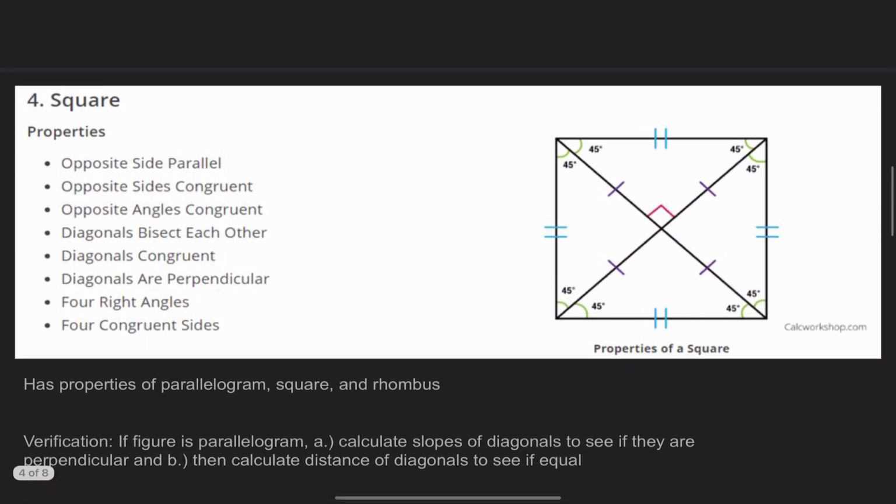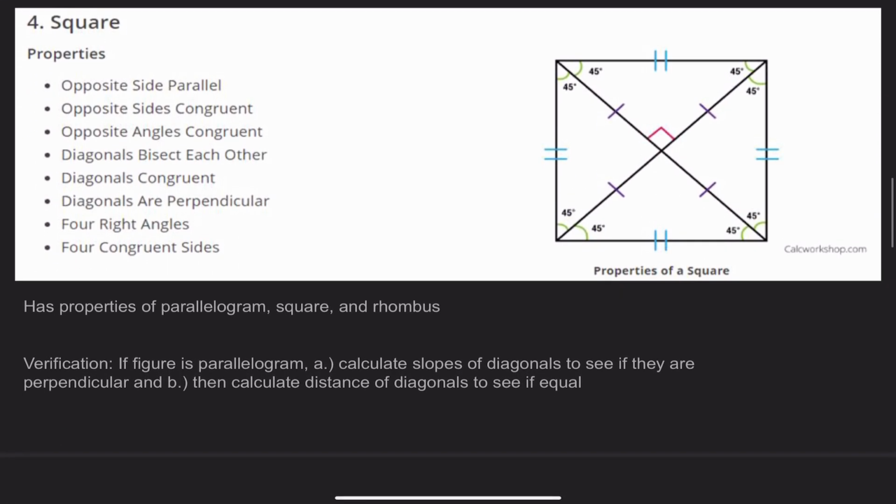Now, I'm going to move on to a square. This is the last special type of parallelogram. One more time. A square is a special type of parallelogram. It has all those properties of a parallelogram. Opposite sides parallel, opposite sides congruent, opposite angles are congruent. The diagonals bisect each other at a midpoint. Yes, they do. But here I get into this territory.